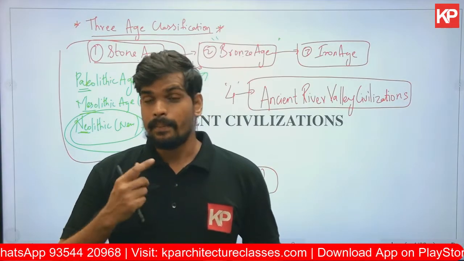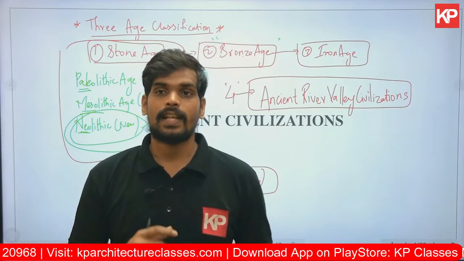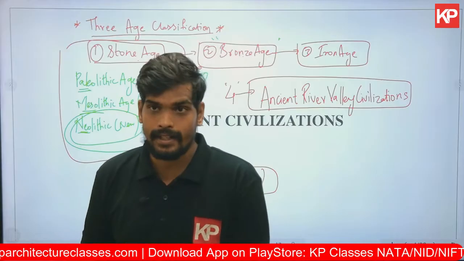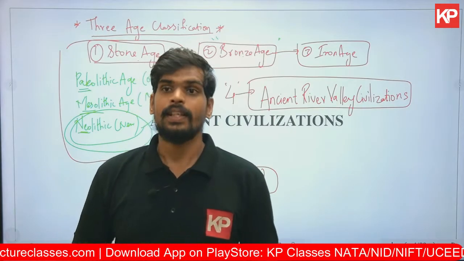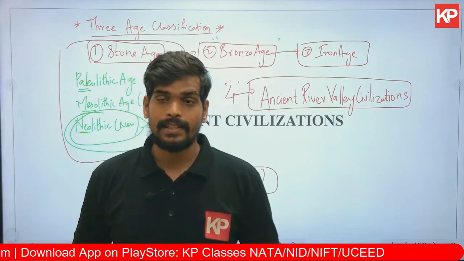Point number three, the main resource which is required for civilization to flourish in the ancient time was a river which had a continuous supply of fresh water, which is required for agricultural purposes. That is point number three. Now, point number four is there are four main centers of such river valley civilizations.